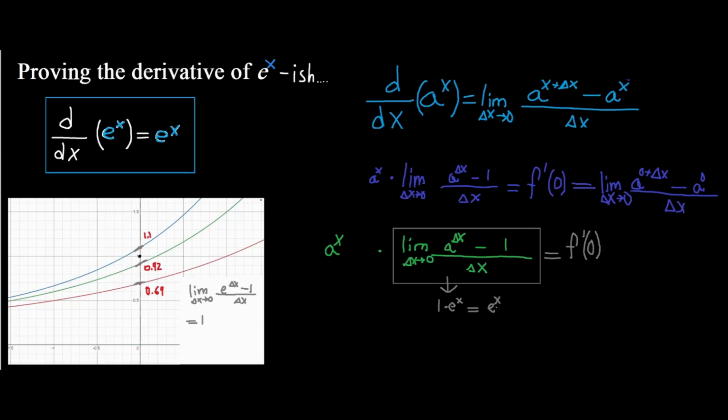Again, no matter what value a is, whether it's 2, 3, 4, or e, I need to stress that this value is always going to be equal to f prime of 0. So for e to the x, f prime of 0 is always going to be 1, because x equals 0. So we're always going to have 1 times e to the x equals e to the x. And we see that over here: this is the derivative d over dx of e to the x.